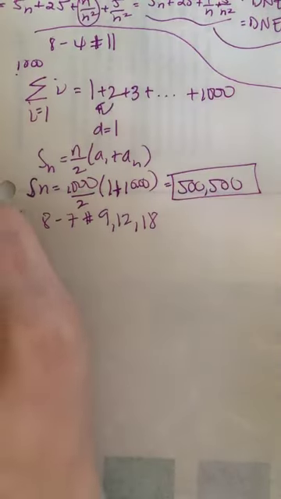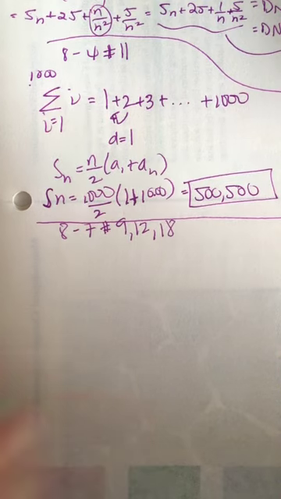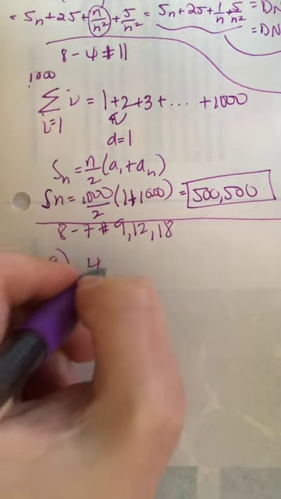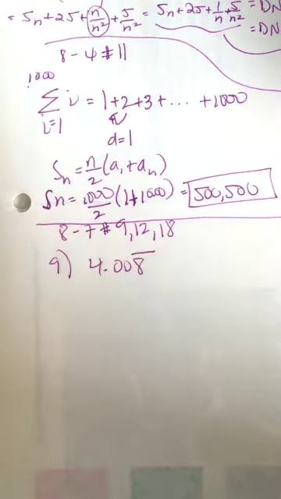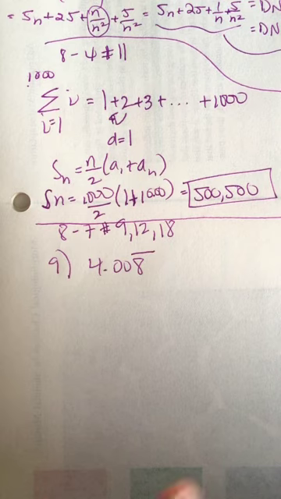8, 7. There's the lines, you can see it. 9, 12, and 18. So on number 9, 4.008 repeating. So it's an infinite series. Find the constant ratio r if it's geometric. State whether the series is convergent. If the series is convergent, give its sum.